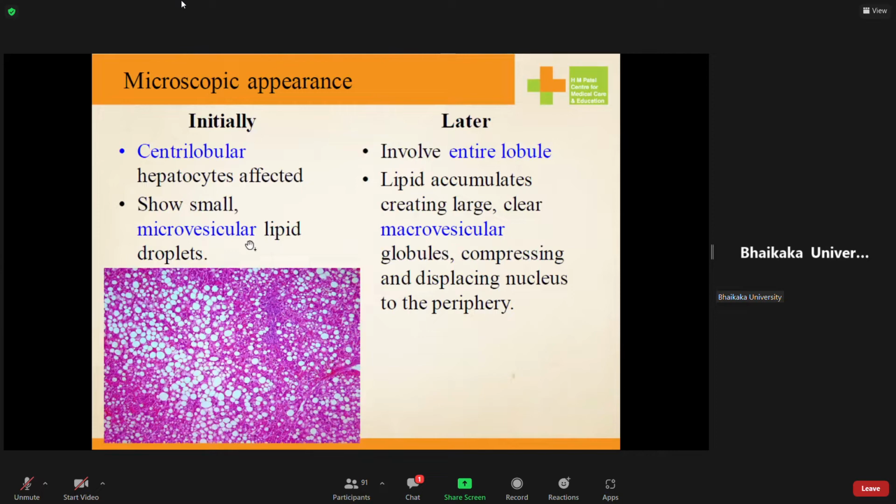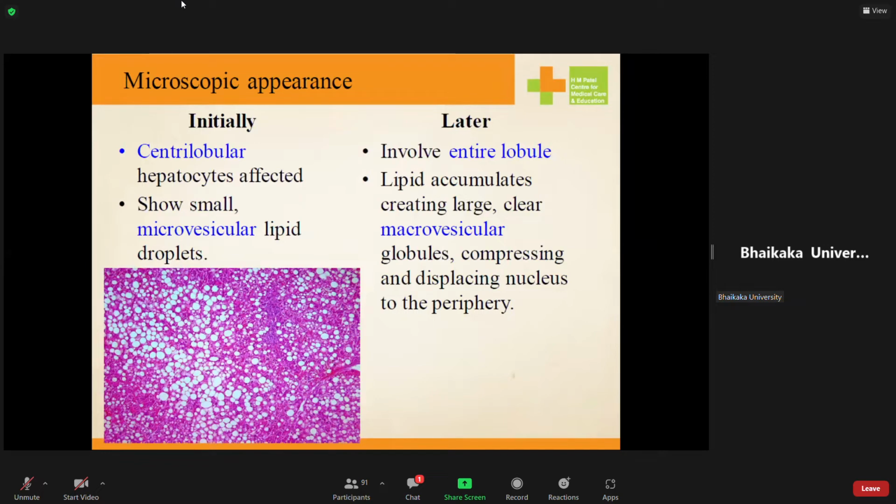And it can cause compression and displacement of the nucleus to the periphery. Here in this figure, you can see macrovesicle as well as microvesicle in the same hepatic globules. And here you can see the macrovesicle. Due to the macrovesicular steatosis, the nucleus is pushed to the periphery, which you can easily demonstrate in the higher view. Okay.